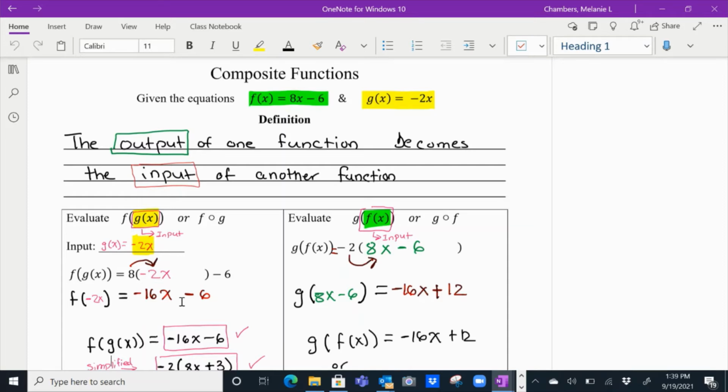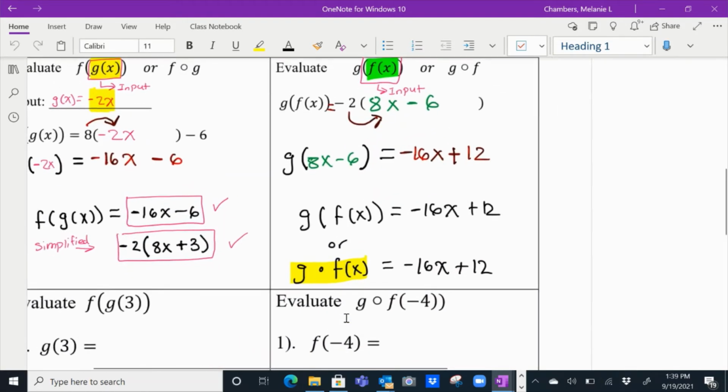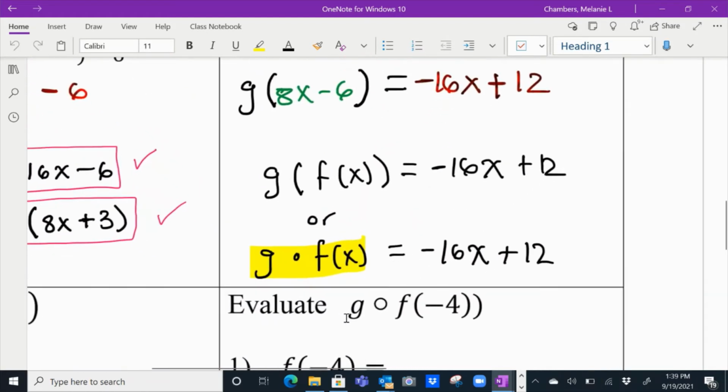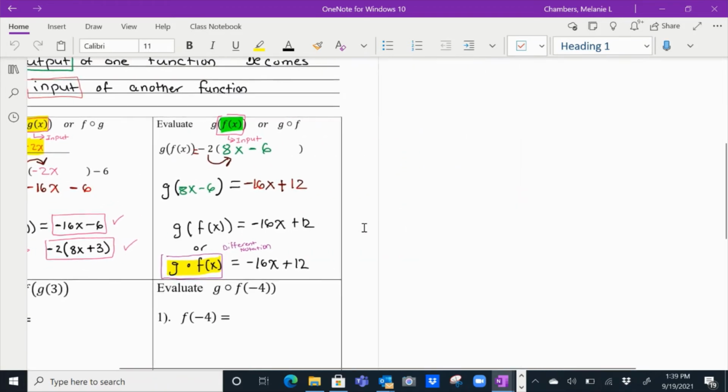If I wanted, I would take out 4. Yeah, 4 comes out even. I can take out positive 4, or you can just leave it like that. And remember that the second way is just a different notation or a different way to write our composite function.